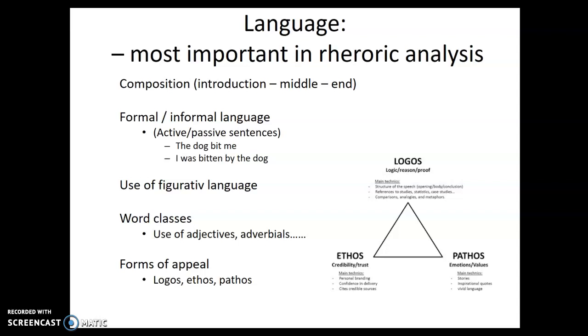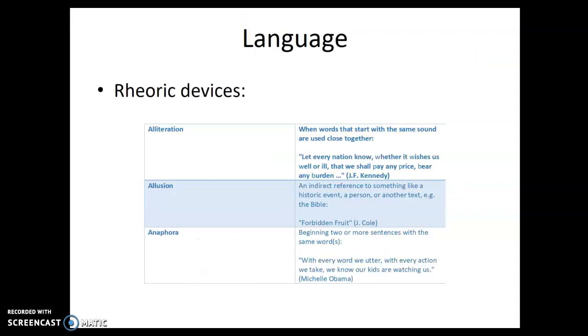The use of figurative language, I'll return to that later on, but also look at the different word classes and also the forms of appeal as you know them. Another thing that's very important to bear in mind when analyzing a political speech is the rhetoric devices. Retoriske virkemidler, we will call it in Danish. I'll just go through some of them. There is a full list in Tango, but I'll just point to some of them.